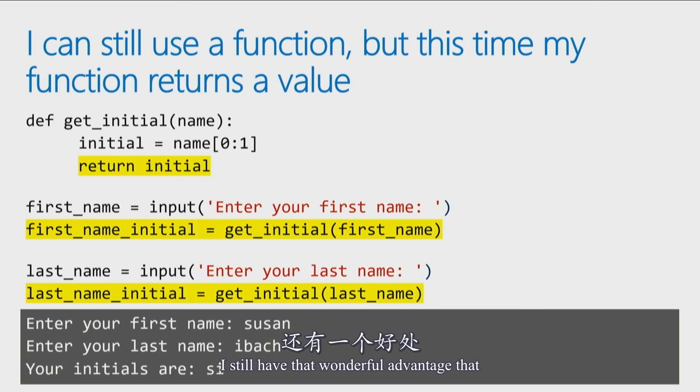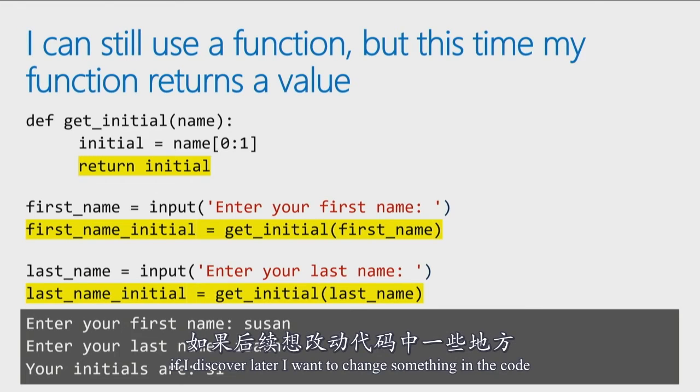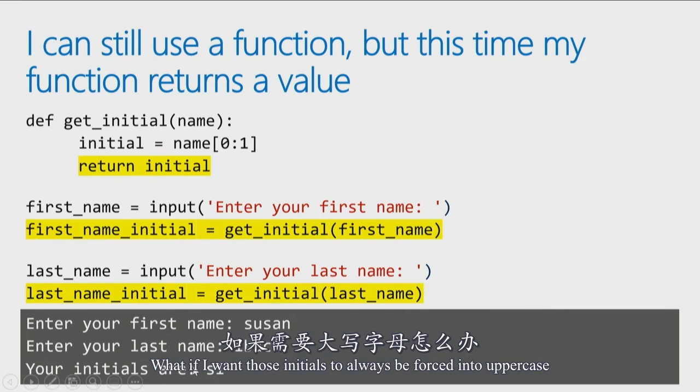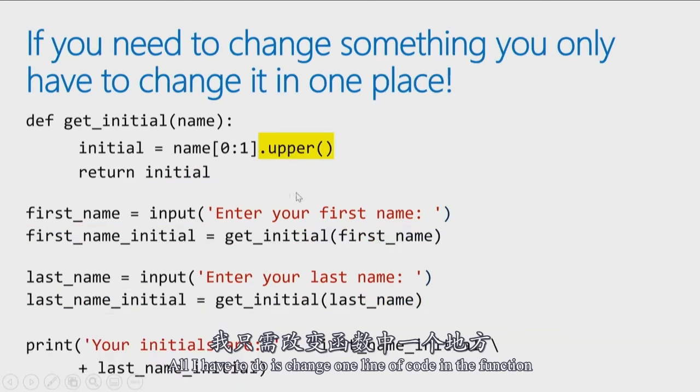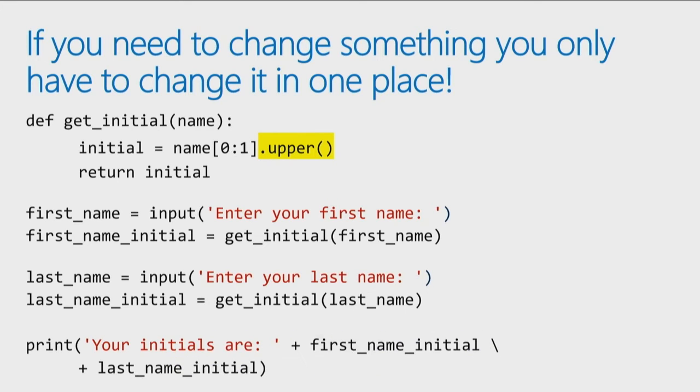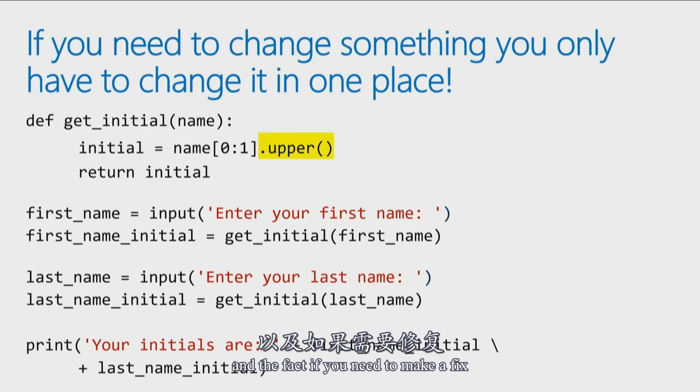And I still have that wonderful advantage that if I discover later I want to change something in the code, like, hey, wait a second, the initials came back lowercase. What if I want those initials to always be forced into uppercase? All I have to do is change one line of code in the function, and it's fixed everywhere. That's one of the biggest advantages of using functions. Readability, and the fact if you need to make a fix, you only need to change it in one place.